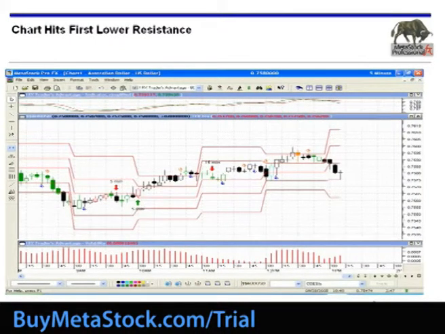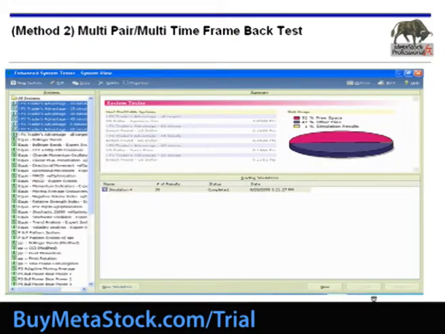And you can see that the market did continue down. The golden bar and the resistance were correct, and the market continued down at that point. Now, I mentioned with method 2, we can also backtest. I'm going to show you a backtest in Metastock.